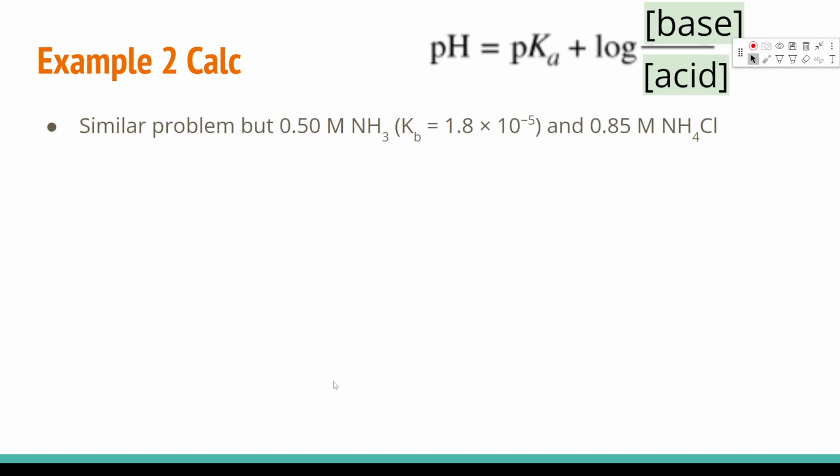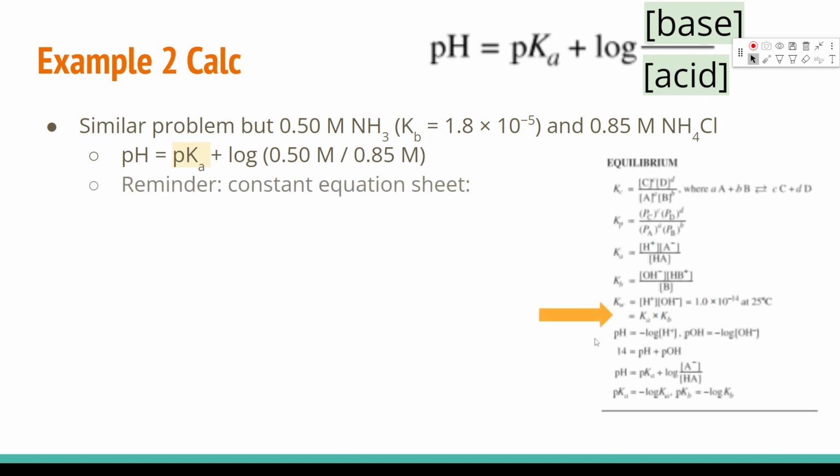So, similar problem. We have NH3 and we have NH4Cl. So we have ammonia and ammonium chloride. We have a Kb value. Cool. Now, let's say we want to calculate pH. So there are multiple ways of doing it. I'm just going to show one way of doing it. So if I want to just use the HH equation as is, notice it's pKa, but I have Kb.